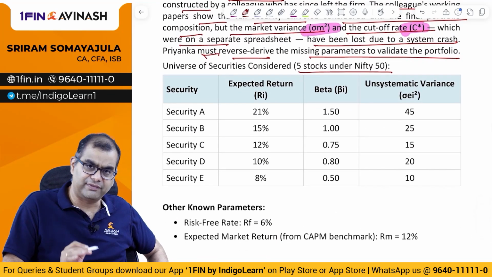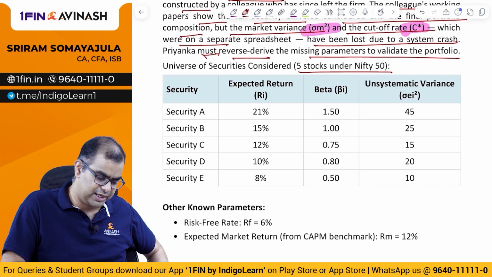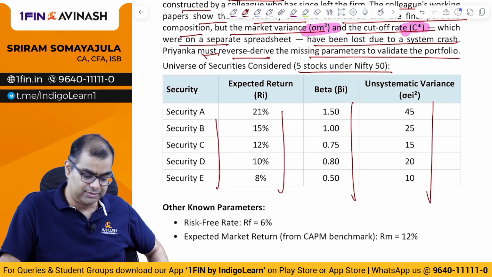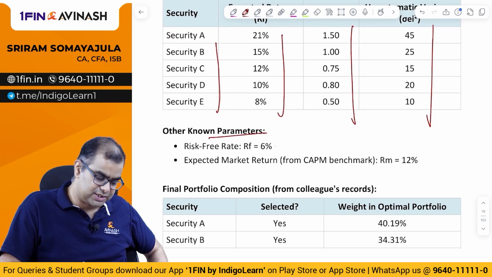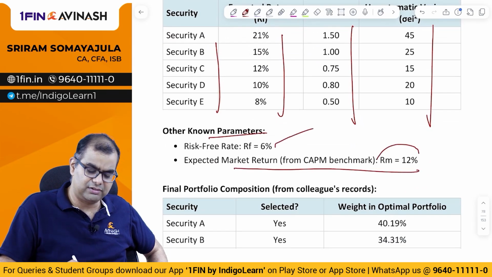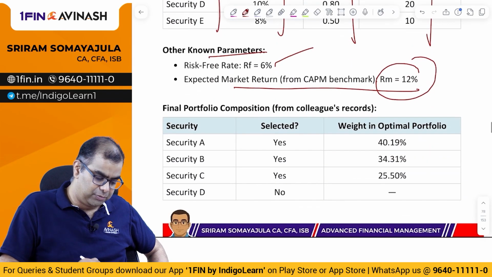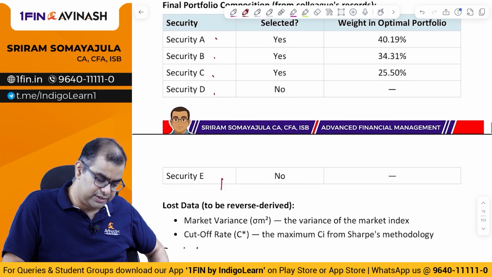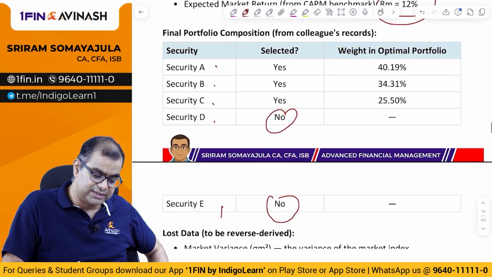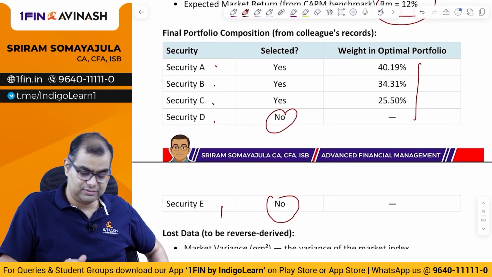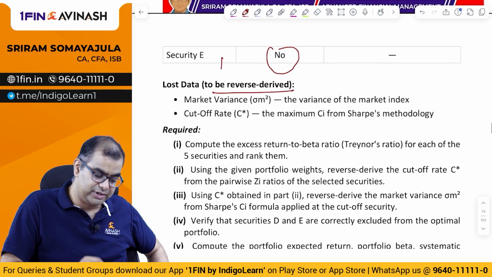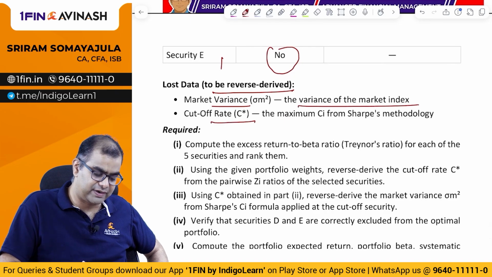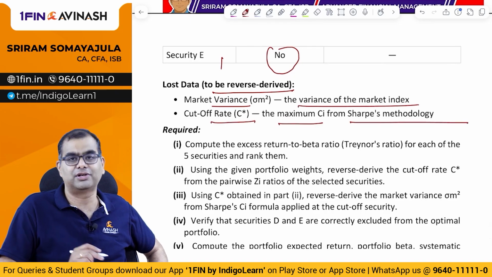Now, universe of securities considered. There are 5 stocks under Nifty 50, only 5 stocks, not all stocks. A, B, C, D, E: expected return, beta, unsystematic variance. This is available. Then, other known parameters: risk-free rate is given, expected return on the market is given. Final portfolio: A, B, C, D and E. D and E are not selected. These are their weights. Lost data to be reverse derived: find out market variance, the variance of the market index, cutoff rate, maximum C_i from Sharpe methodology.